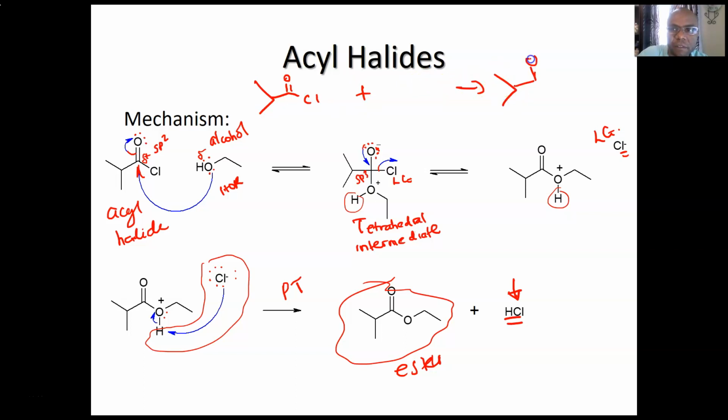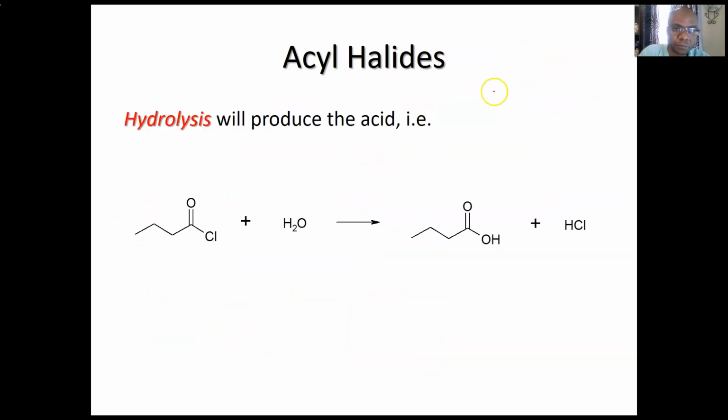So you will have converted your acyl halide to an ester. The alcohol that you used is ethanol, and the byproduct is HCl. That's your ester product. So the reaction is still esterification, but using just the acyl halide as an alternate route.